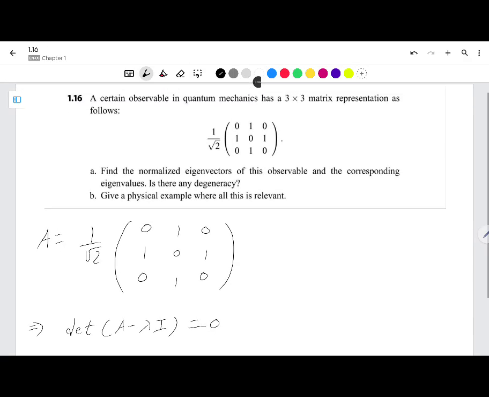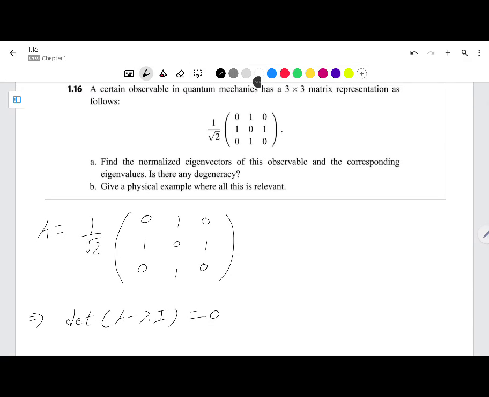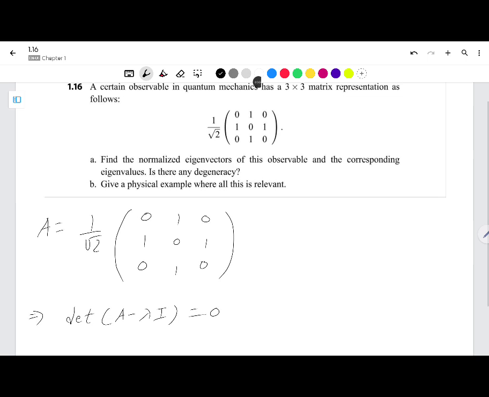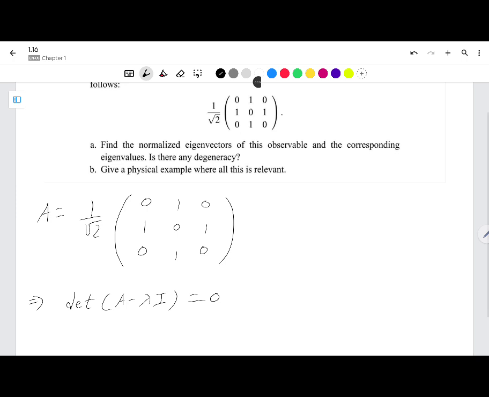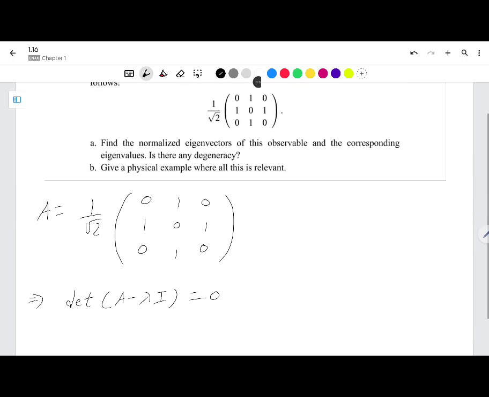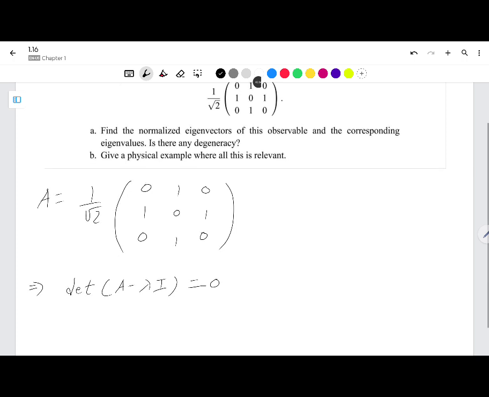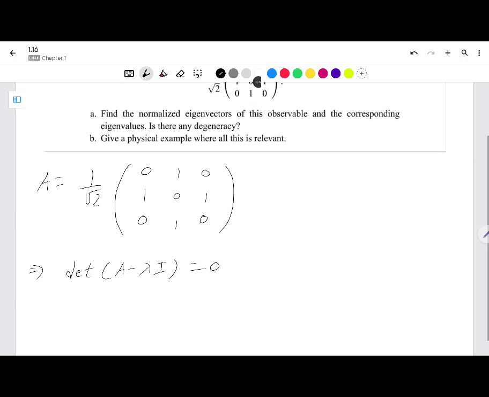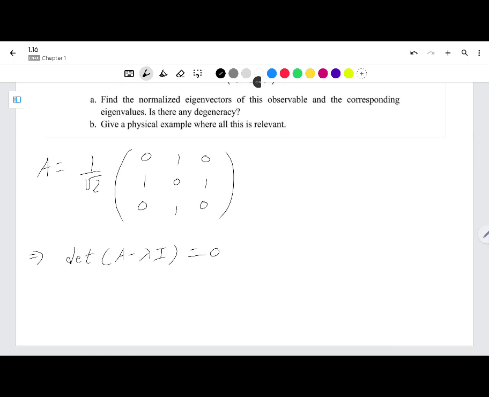So there is an observable given here in 3 by 3 matrix representation, and we need to find its eigenvalues and eigenvectors, and then give some physical example. So I've just rewritten this here. This is how we find eigenvalues. Fine. So how do we write the determinant?